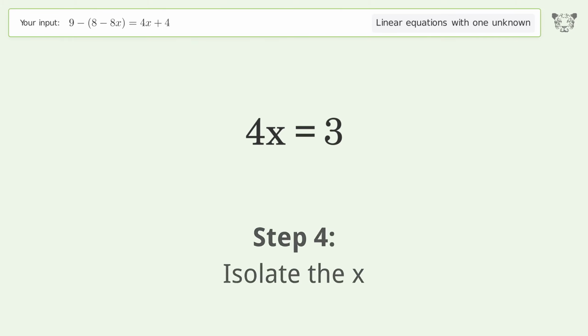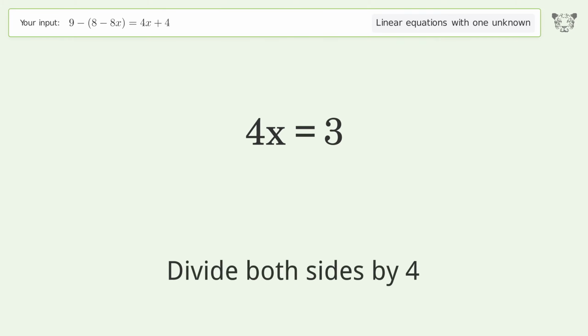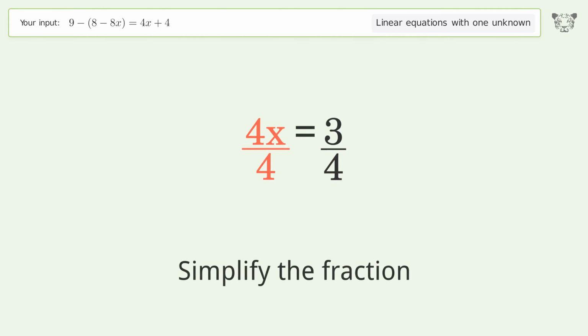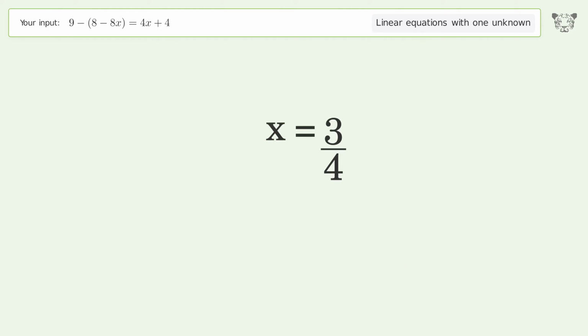Isolate the x. Divide both sides by 4. Simplify the fraction. And so the final result is x equals 3/4.